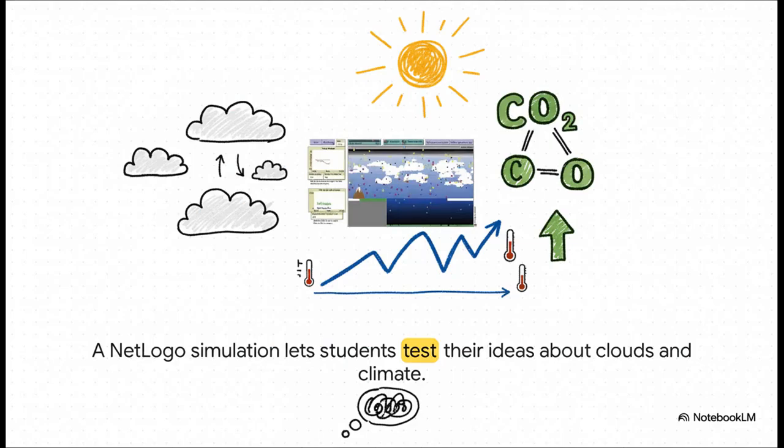We test it with a simulation. What you're seeing here is a free tool called NetLogo, running a climate change model. It's awesome because it lets students actually play with the variables. They can change CO2 levels, sun brightness, and, most importantly for our test, they can add more clouds and see what happens to the global temperature in real time.